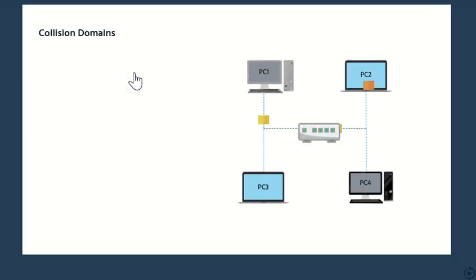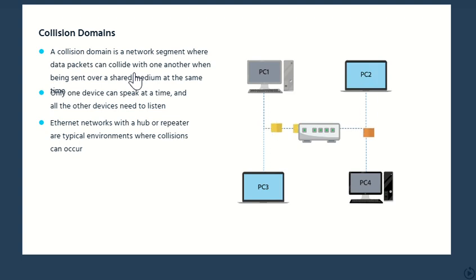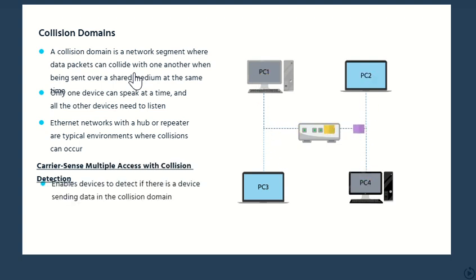A collision domain is a network segment where data packets can collide with one another when being sent over a shared medium. In this domain, only one device can speak at a time, and all the other devices need to listen. If 2 devices on the same collision domain try to send data at the same time, a collision occurs. The data packets collide and are either dropped or must be resent, which can lead to network inefficiency.